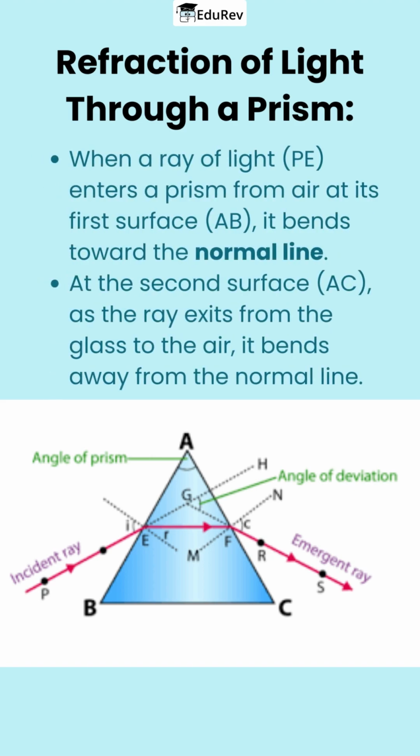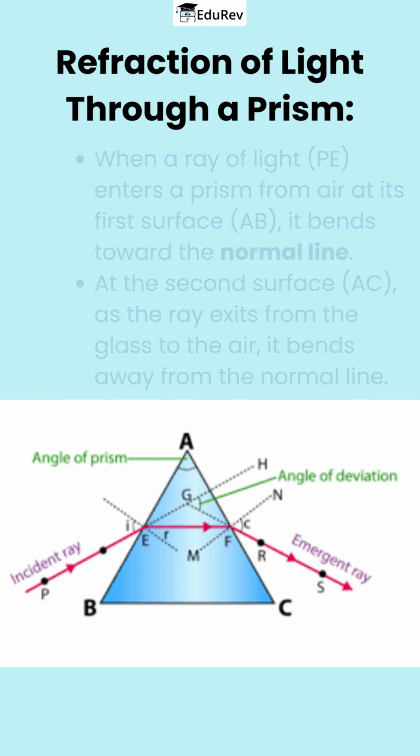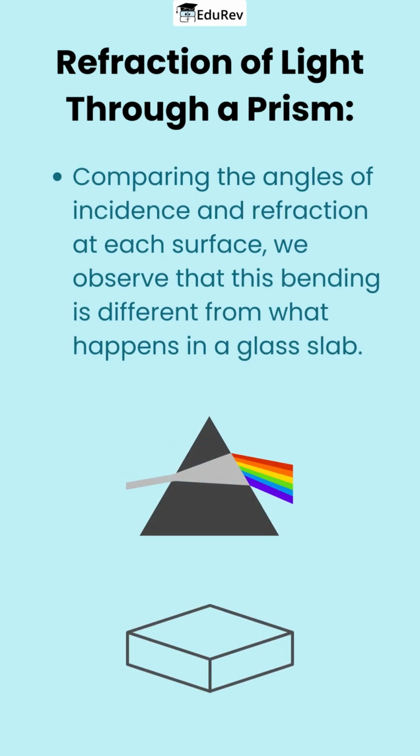When a ray of light enters a prism from air at its first surface, it bends toward the normal line. At the second surface, as the ray exits from the glass to the air, it bends away from the normal line. Comparing the angles of incidence and refraction at each surface, we observe that this bending is different from what happens in a glass slab.